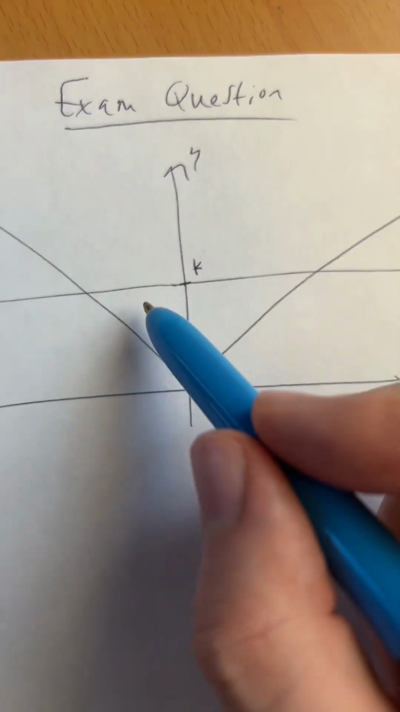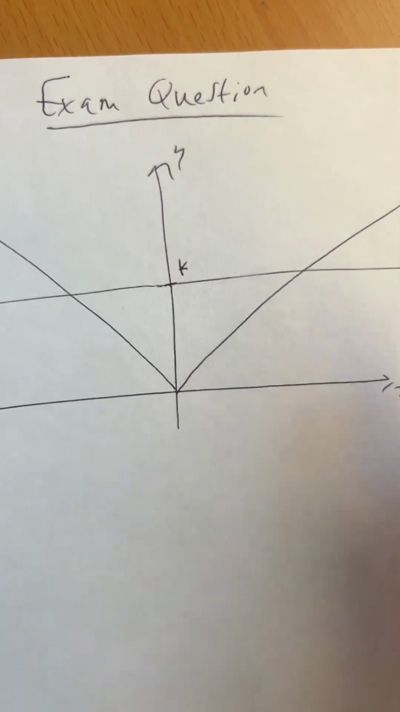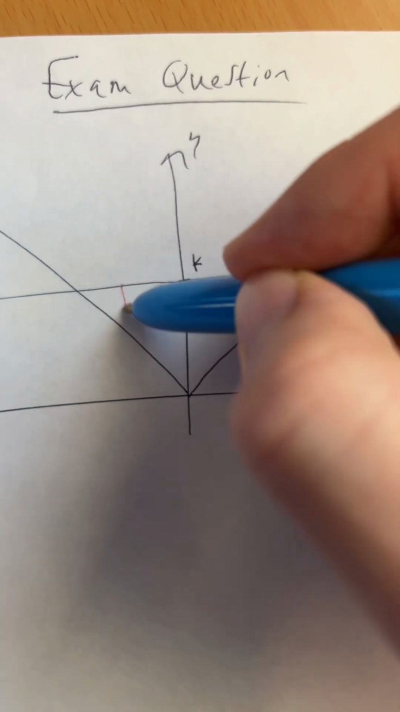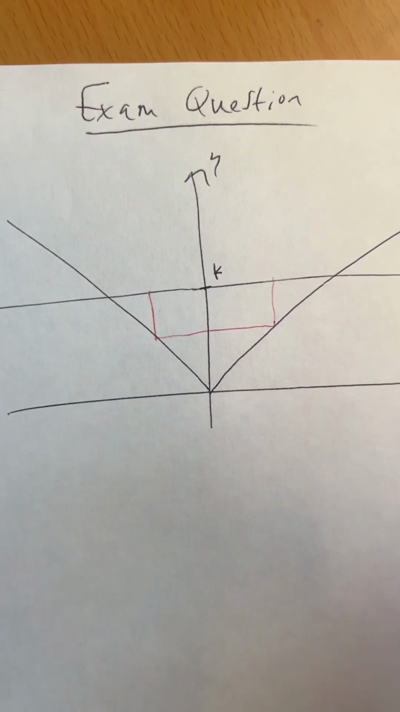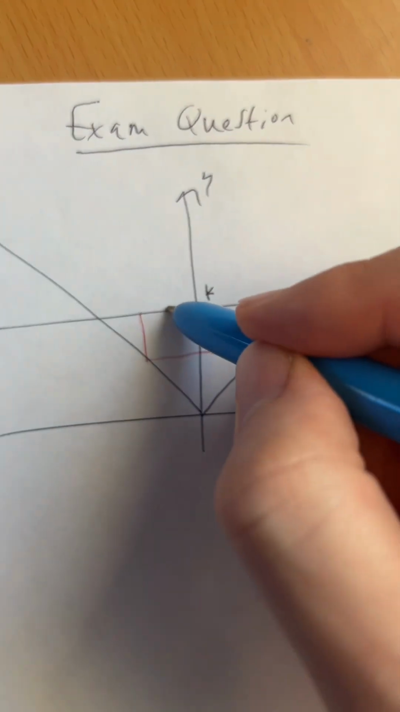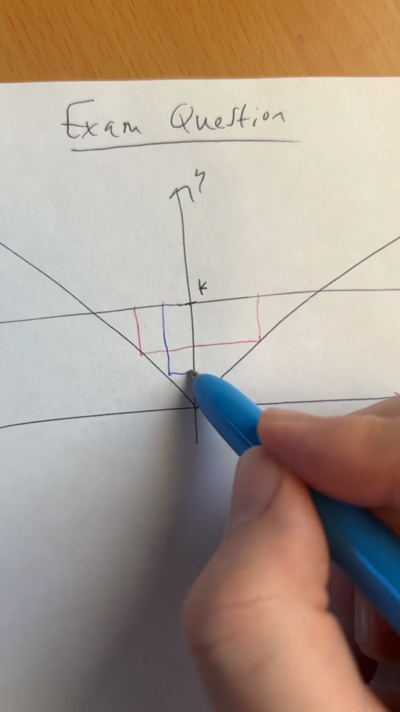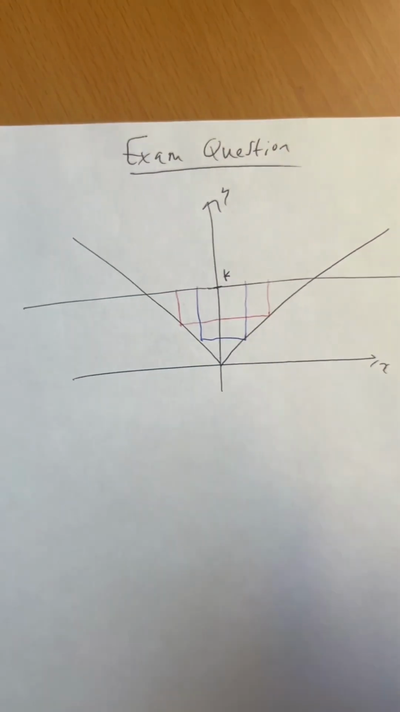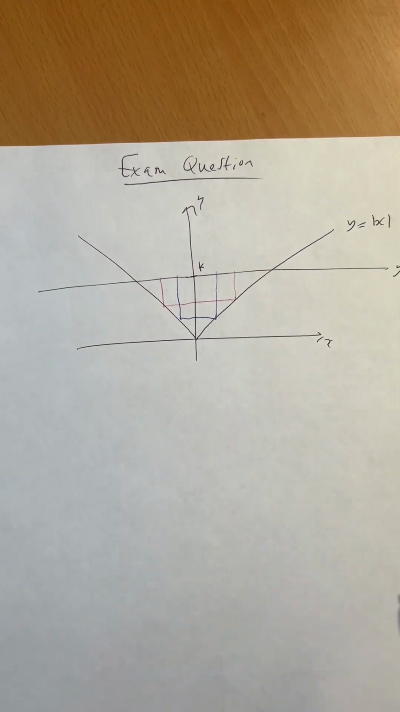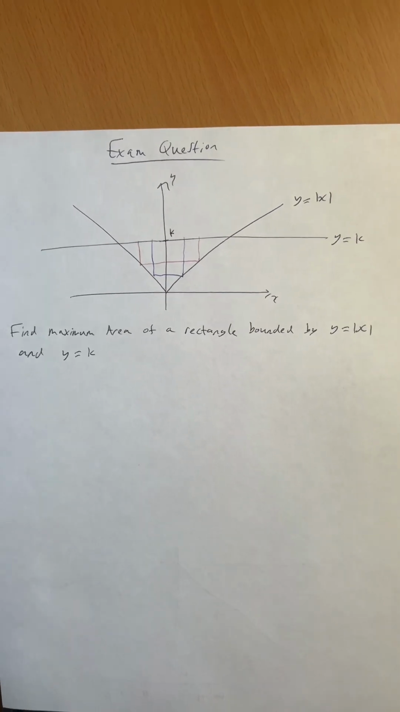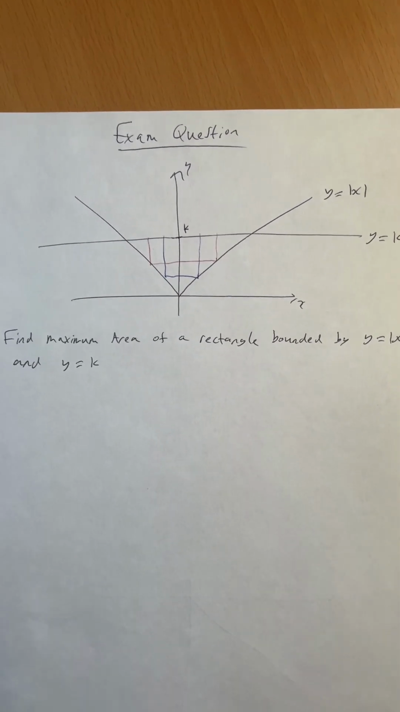What you can do with this triangle that we've formed here is create rectangles. You can create rectangles that touch the triangle like this, or you could do, let's do one in blue now, something like this. So you can create all of these rectangles here. So the question is, what is the maximum area of a rectangle that you can create? So again, find the maximum possible area of a rectangle bounded by these two curves.